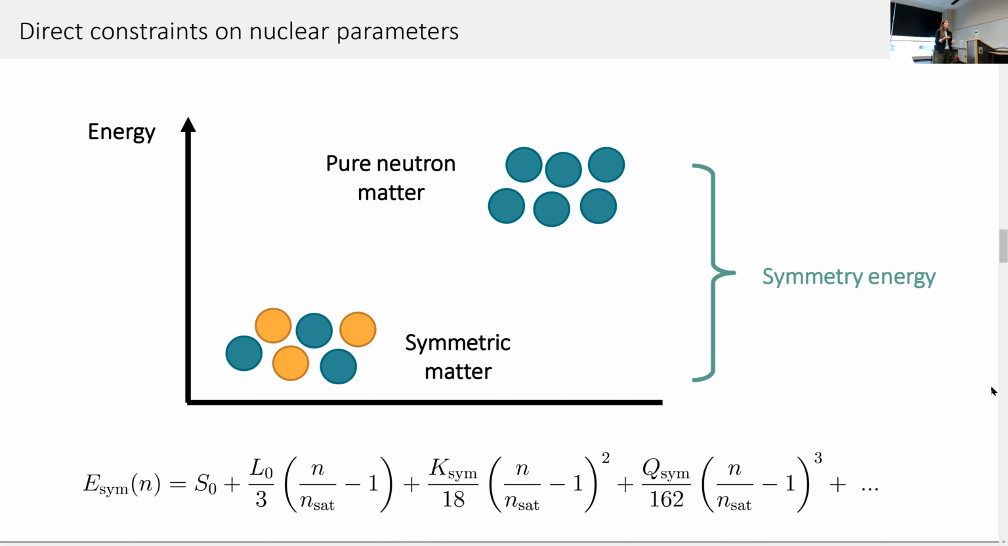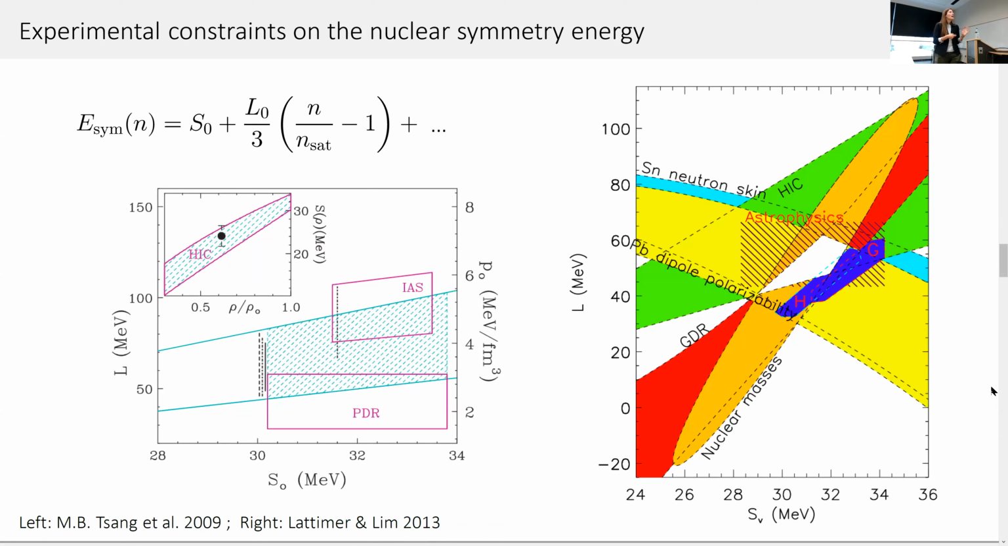On the left is a plot from one of Betty's 2009 papers, and on the right is a review paper by Latimer and Lim. You can see that these different experimental constraints, whether they're from heavy ion collisions, fitting nuclear masses, measuring the neutron skin thickness, and so on, each limit the allowed range of values for S and L. And when you combine these, they seem to point towards allowed values of L between about 40 and 60 MeV, depending on which of the analyses you include in that combination.